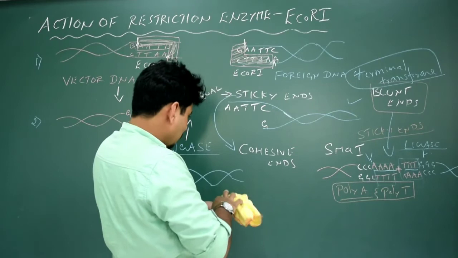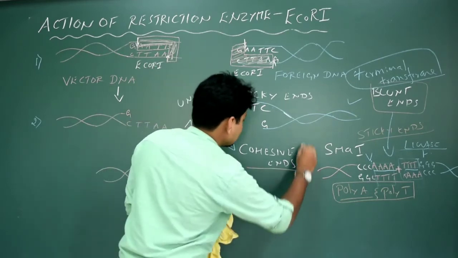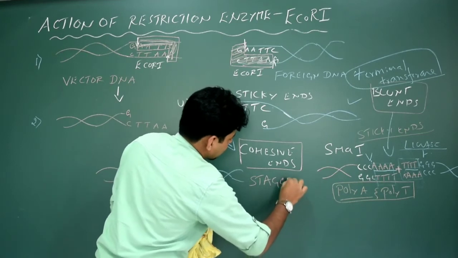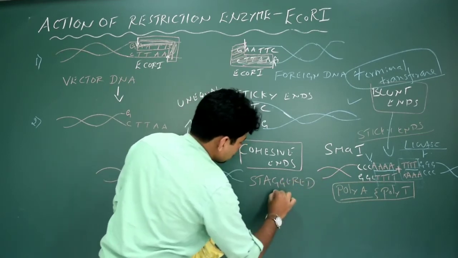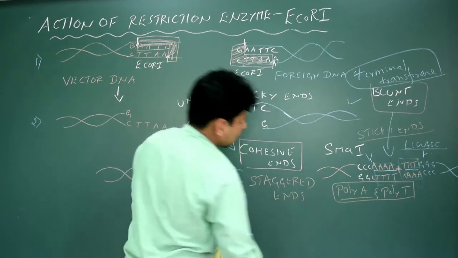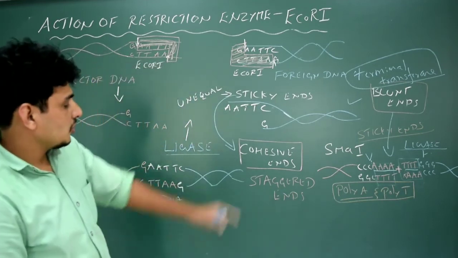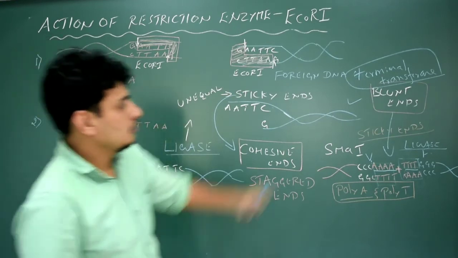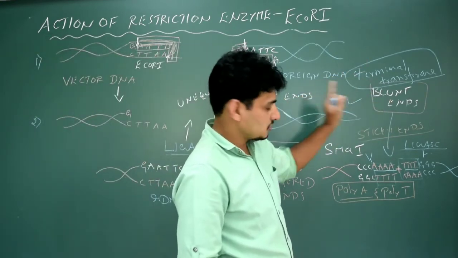I want to add one more point here. The cohesive ends can also be called staggered ends. So please note all these points. No confusion here. Cohesive ends can also be called staggered ends or sticky ends, not blunt ends. Blunt end is entirely different. Hope you have understood this.